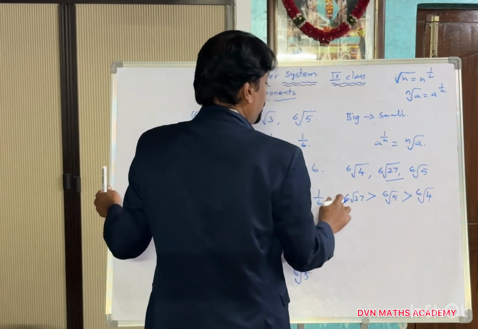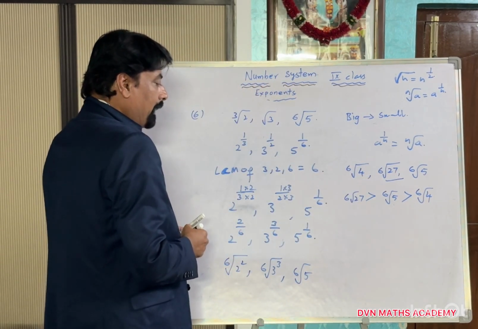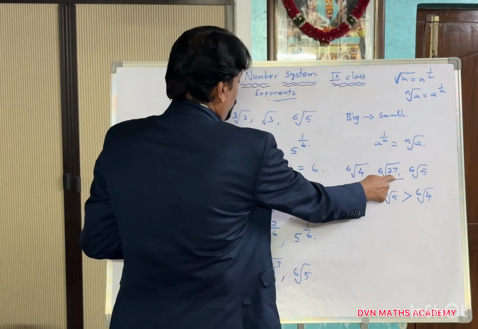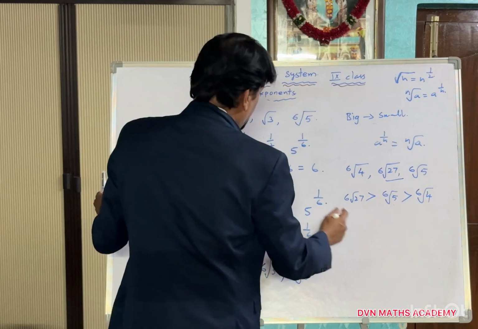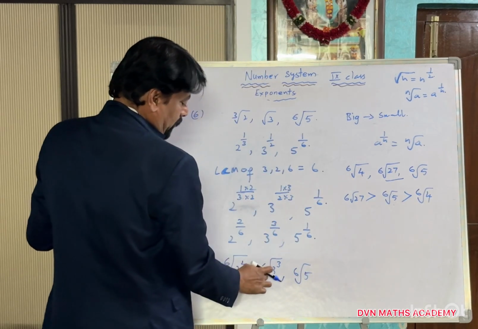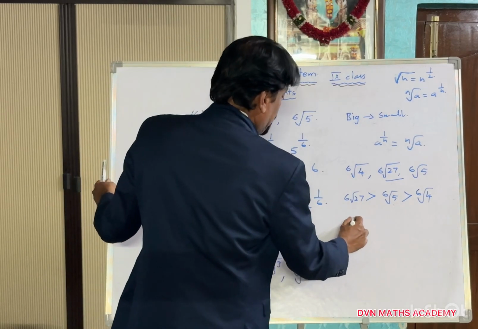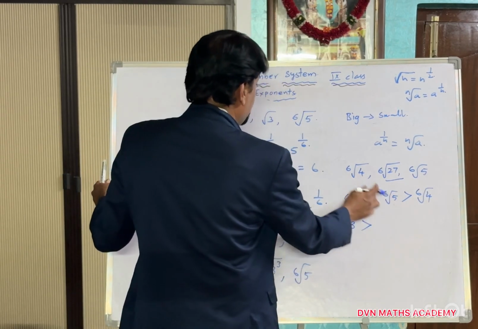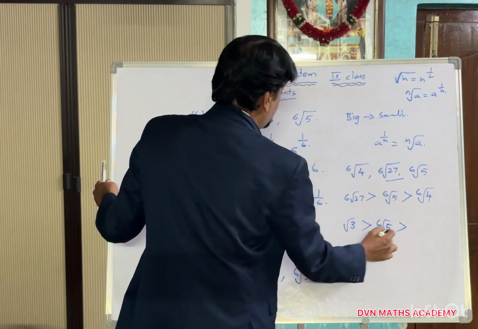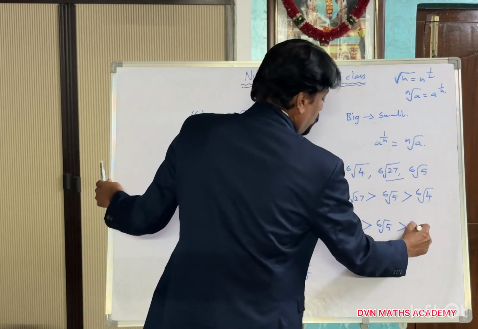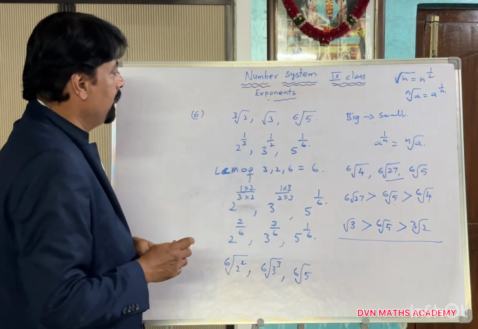But he is not asking to write these values, he is asking for the original values. The sixth root of 27 we got from root 3, so root 3 is the big one. From root 3 only we got the sixth root of 3 cubed. So root 3 is greater than the sixth root of 5, and the next smaller value is the third root of 2. So this is the method to write in descending order.